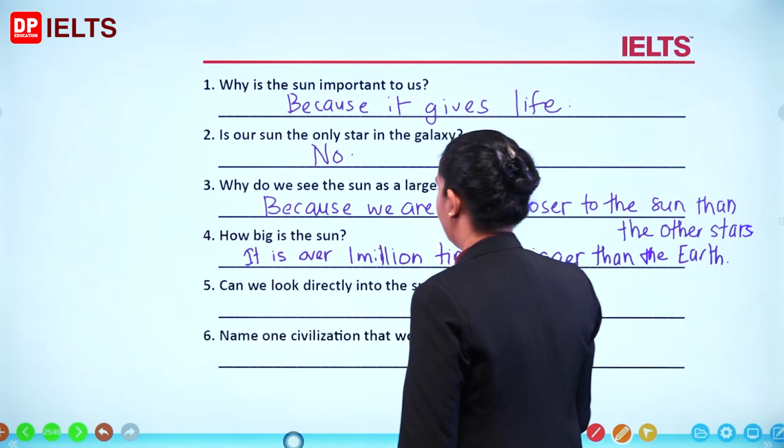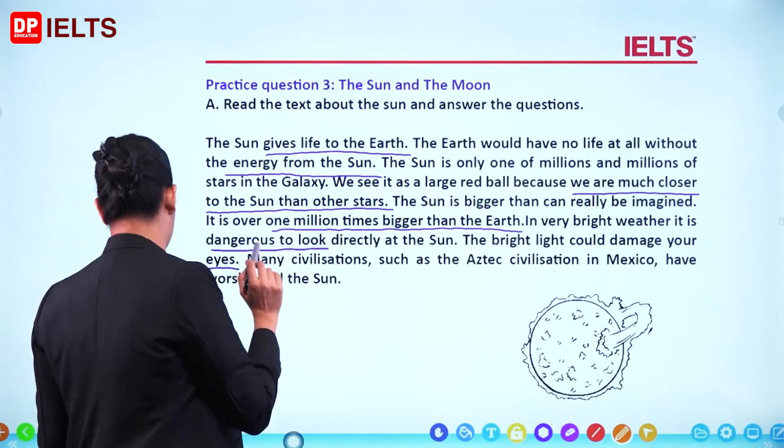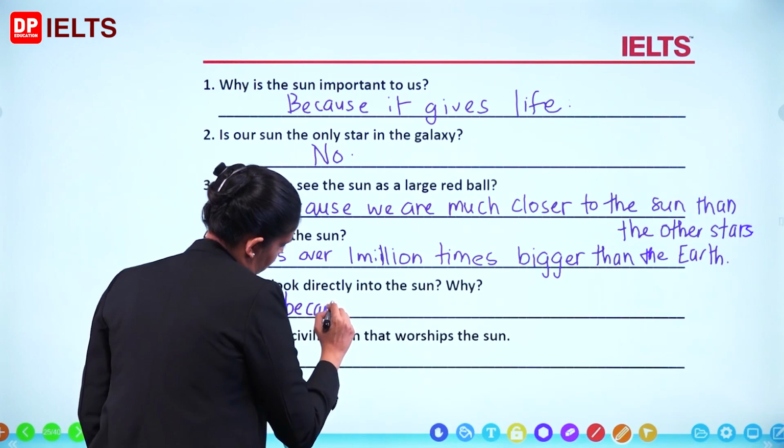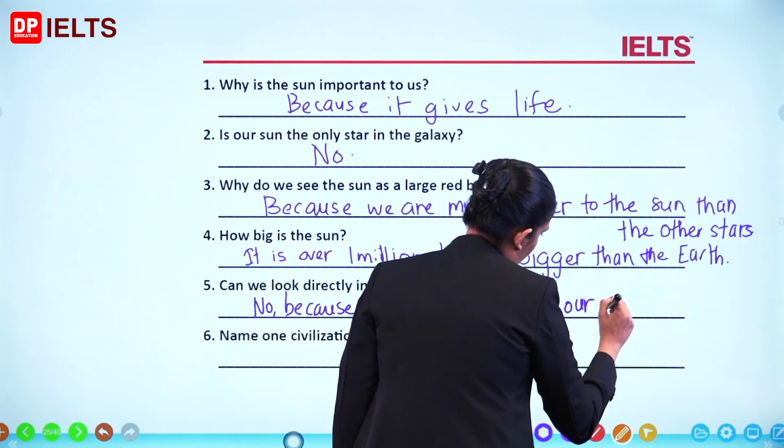Can we look directly into the sun? Okay, we cannot. It's dangerous because it could damage our eyes. Because it could damage our eyes.